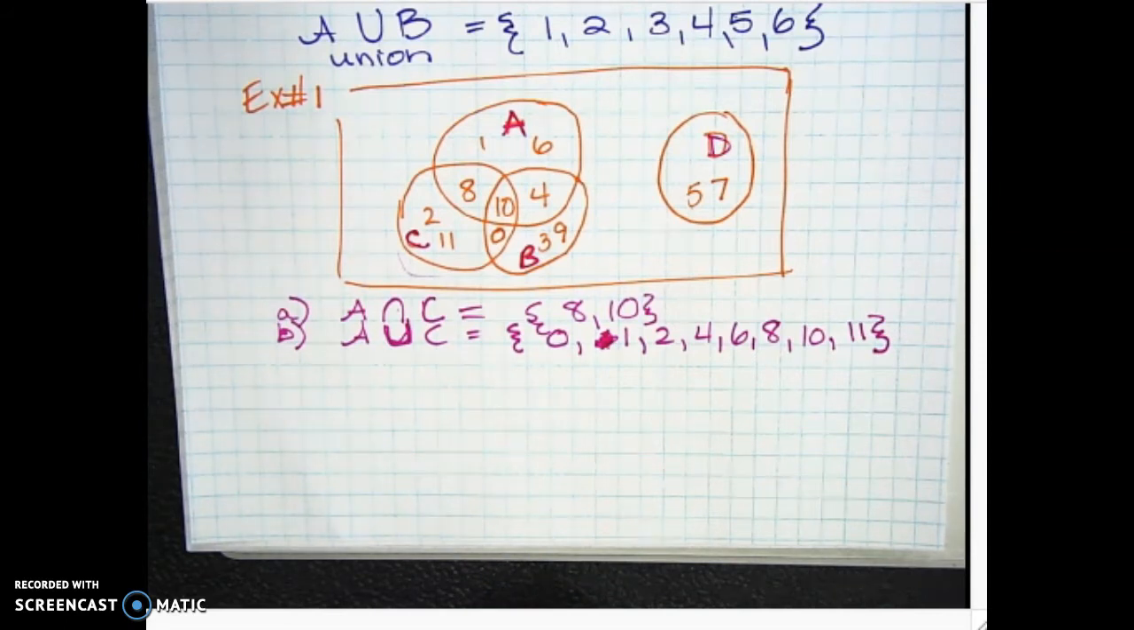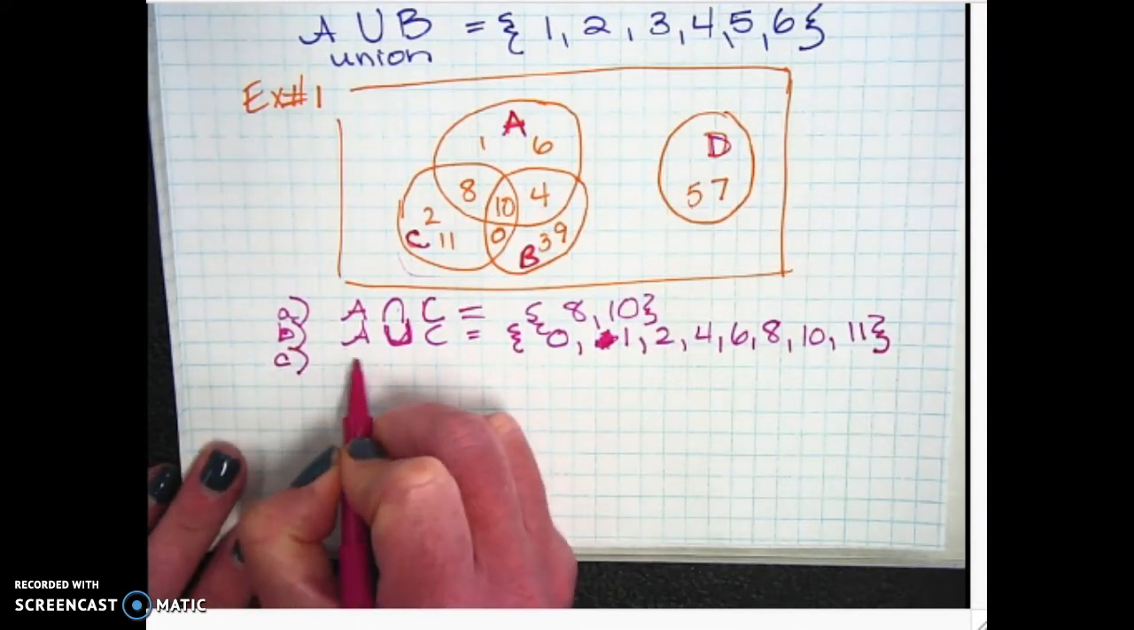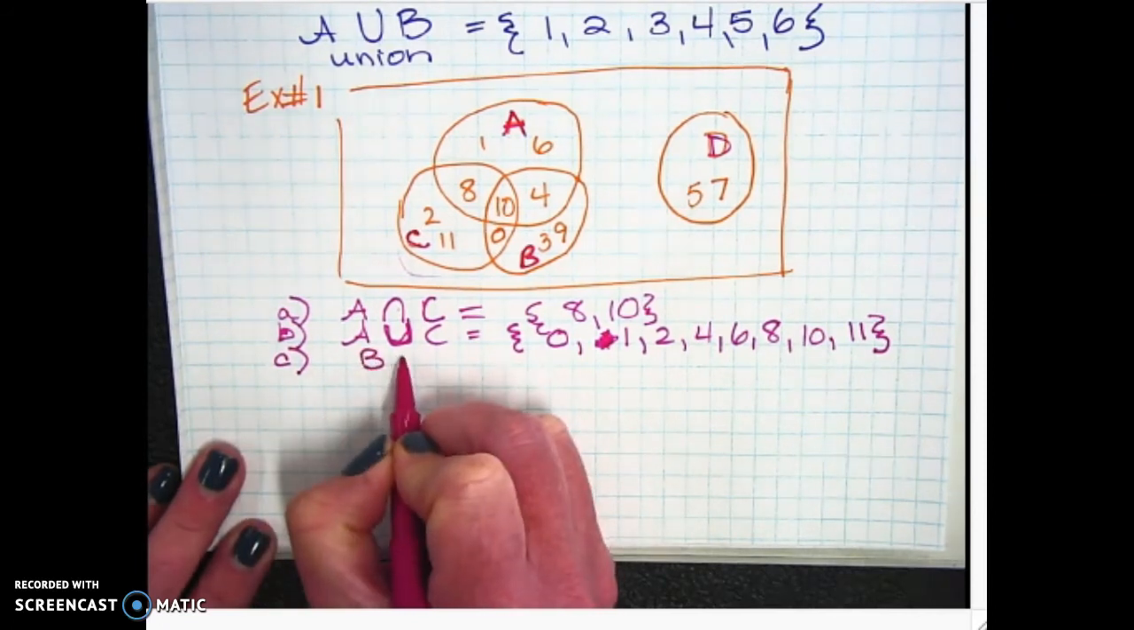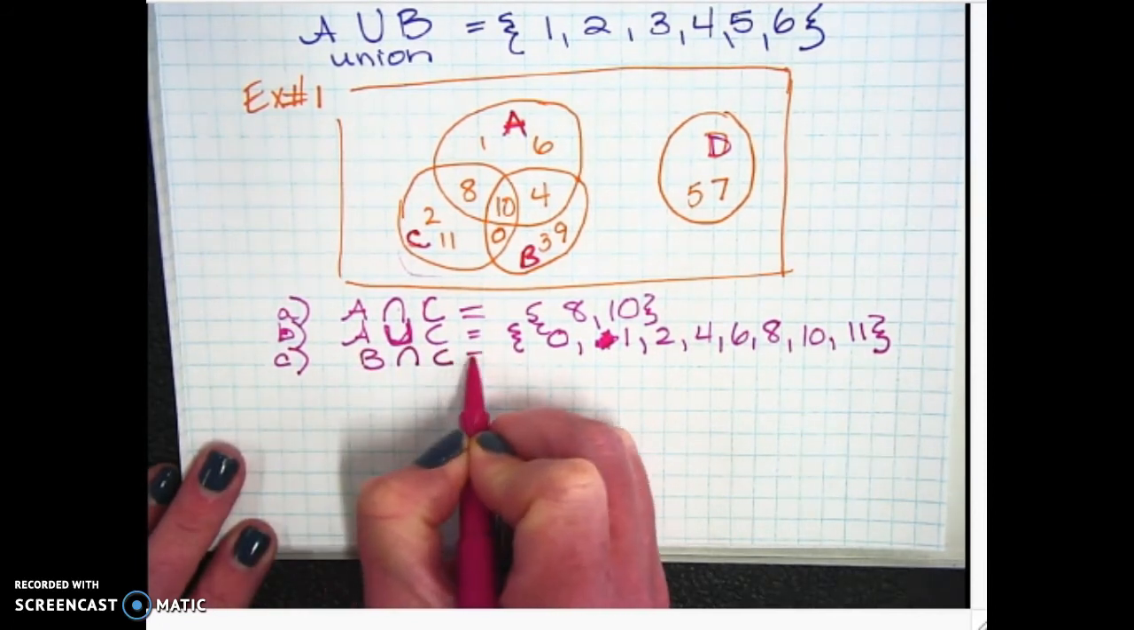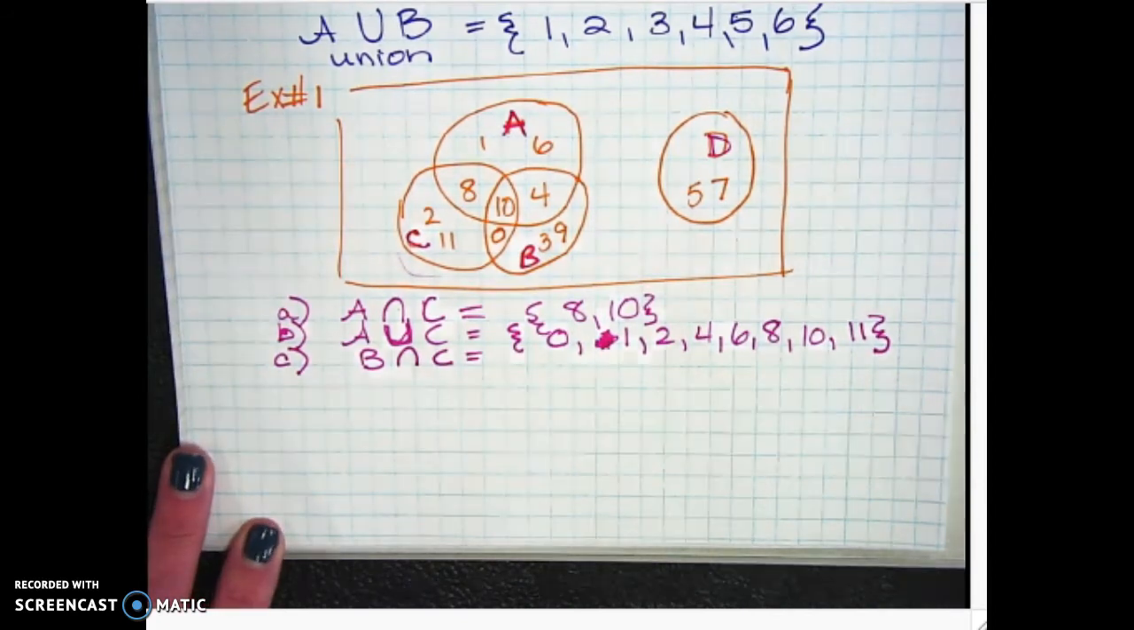Any questions on part B? Everybody's with me? Okay. Part C. Let's look for the intersection of B and C. Anybody see it? What is it? Oh. 0. 0 and 10.